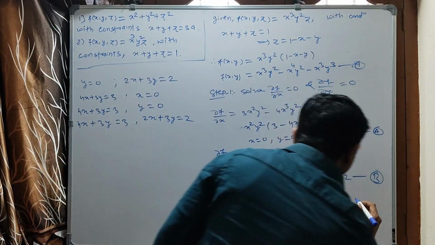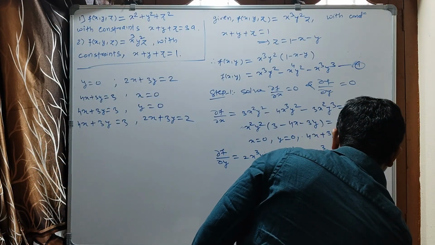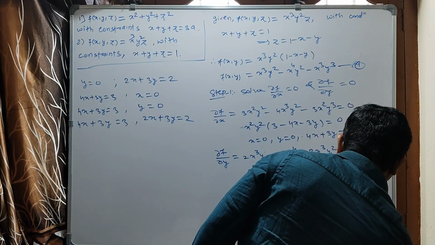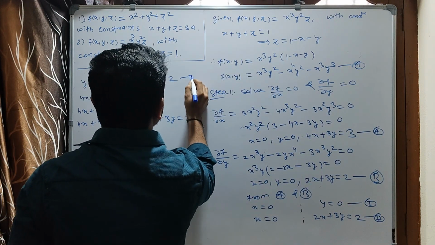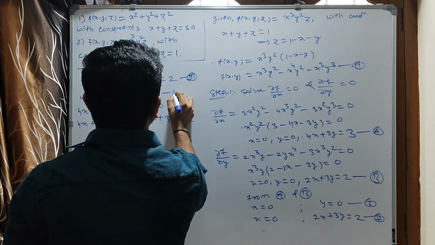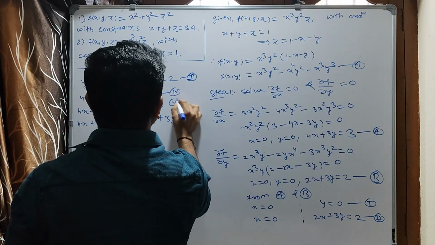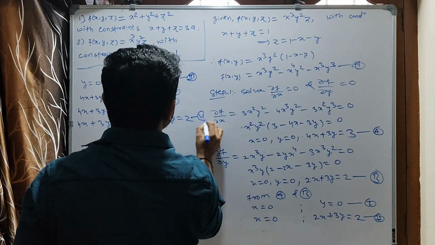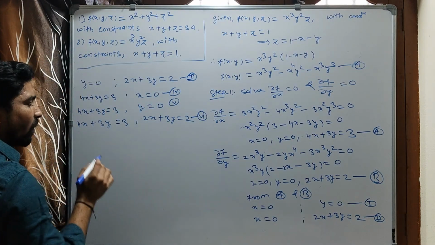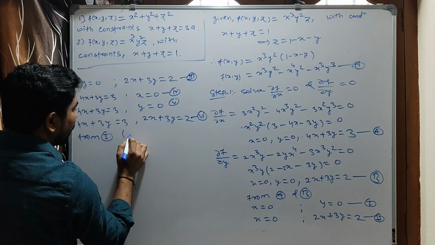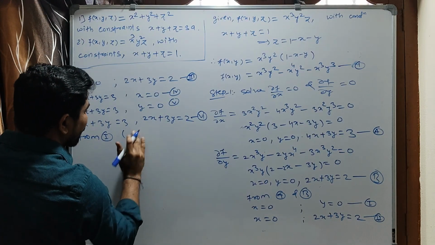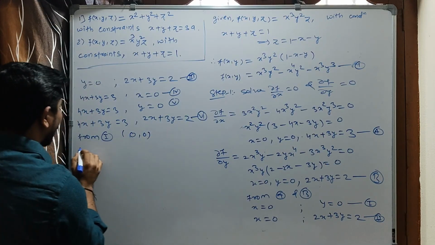Now let's say this is my Roman 1, this is my Roman 2, this is my Roman 3, this is my Roman 4, this is my Roman 5, and this is my Roman 6. Now from Roman 1 I got one pair, 0 comma 0.